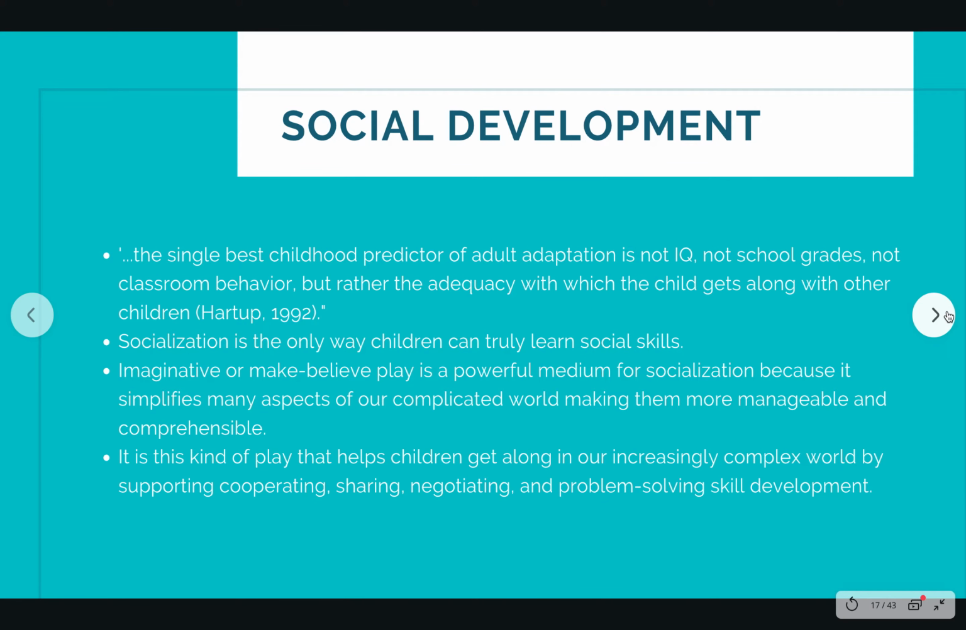Social development. Quote, the single best childhood predictor of adult adaptation is not IQ, not school grades, not classroom behavior, but rather the adequacy with which the child gets along with others. Hartup, 1992. Socialization is the only way children can truly learn social skills.